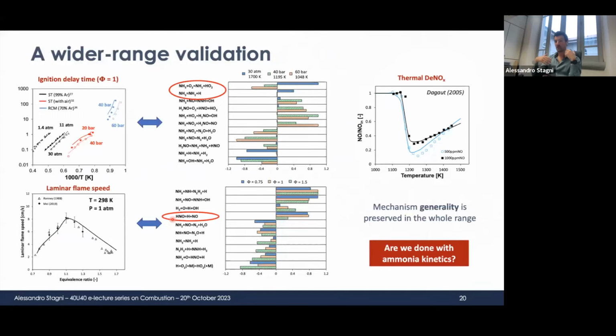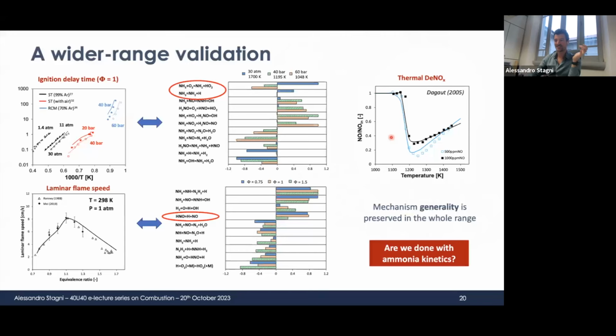And these are the other datasets. Our model needs to be general, so it needs to be good not only on the data that we collect, but on the data that others collect. So we validated our mechanism for ignition delay time and laminar flame speed. And results are very good. I mean, we have a very good behavior in a wide range of temperatures, pressures, and equivalence ratio. And as you can see here, the dominating reactions are still those that we have recalculated in the first part of our work. So our mechanism is general.